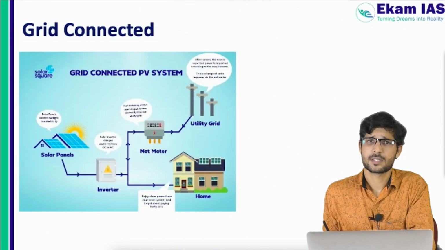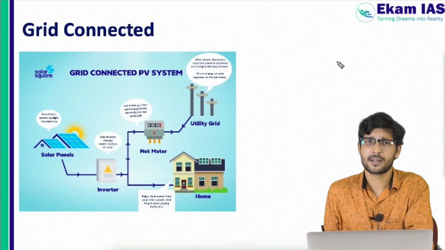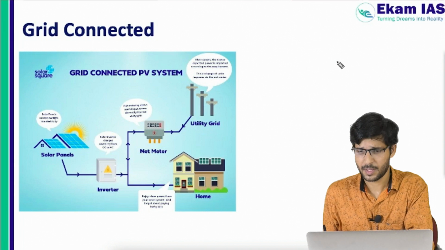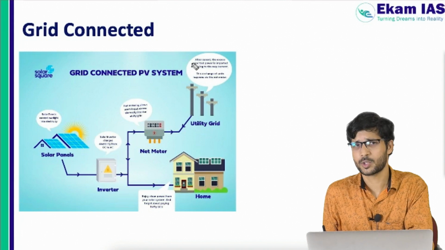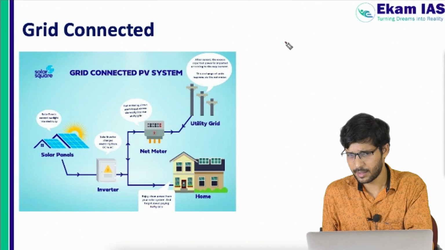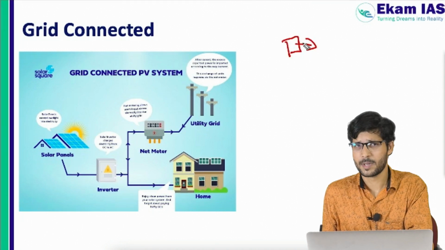Now we are going to discuss grid connected. So what is a grid? A grid is actually a central electricity power supply system. For example, in the case of Indian states, it is actually an electricity distribution company, a company that provides electricity to the consumers, that are citizens. So this is what is called a grid.